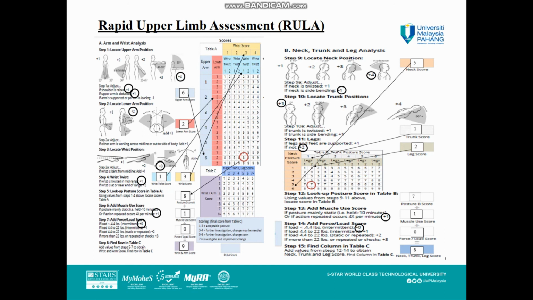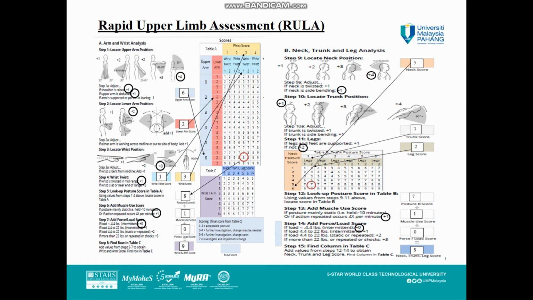Then step 8, find row in Table C. Add values from steps 5 and 7 to obtain the wrist and arm score. Find the row in Table C. So for the posture score A, we got 8, plus muscle use score +1, and plus load score 0. So the total wrist and arm score we got is 9.